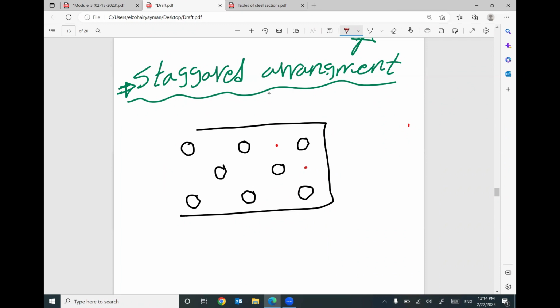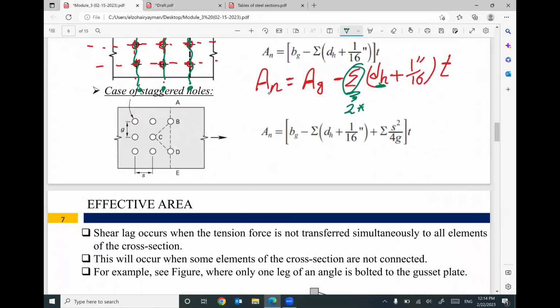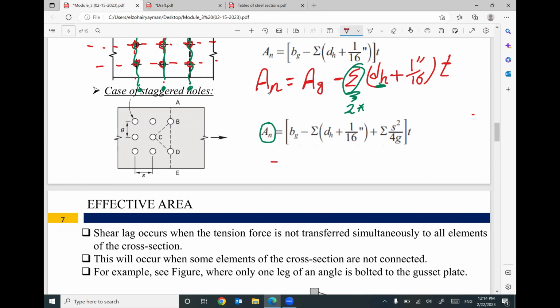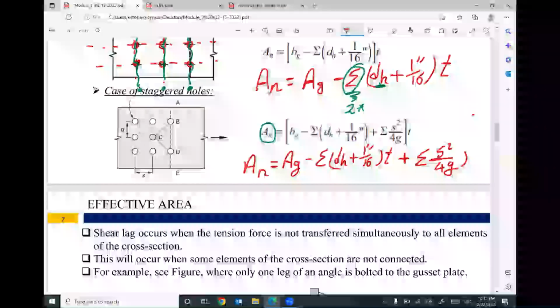If you have this arrangement of your bolts or holes, we need to use this expression to figure out the area net. I will rewrite it a different way. Area net equals area gross minus summation of d hole plus 1/16 as regular, times thickness. But if you have this staggered arrangement, the area net will be bigger. So I will add another term, which is summation of S squared divided by 4G, times thickness.